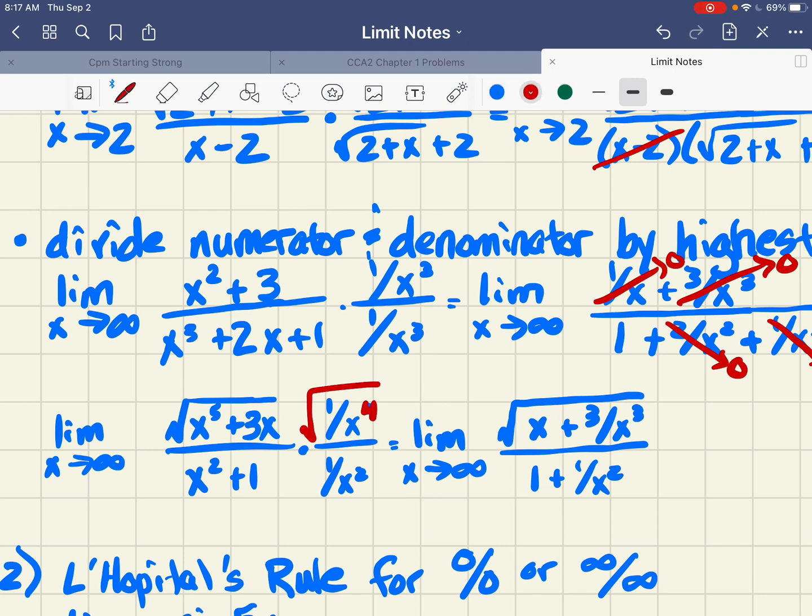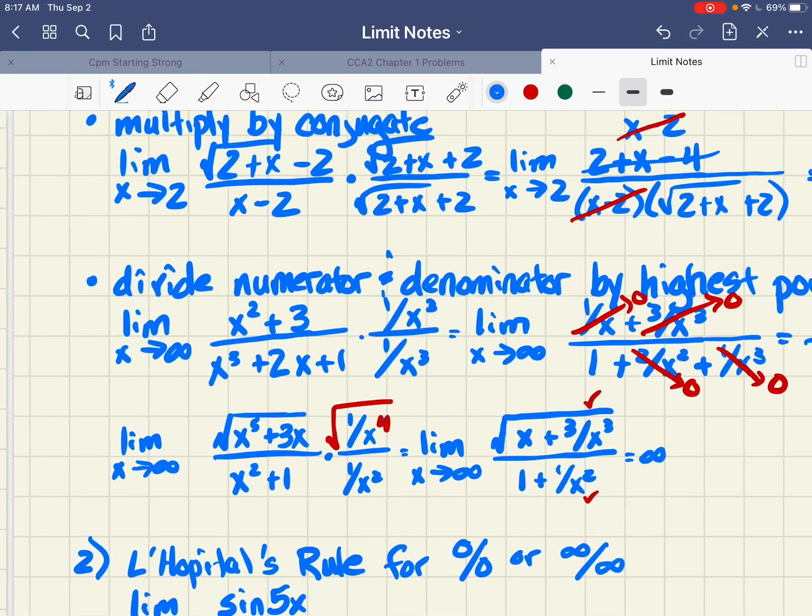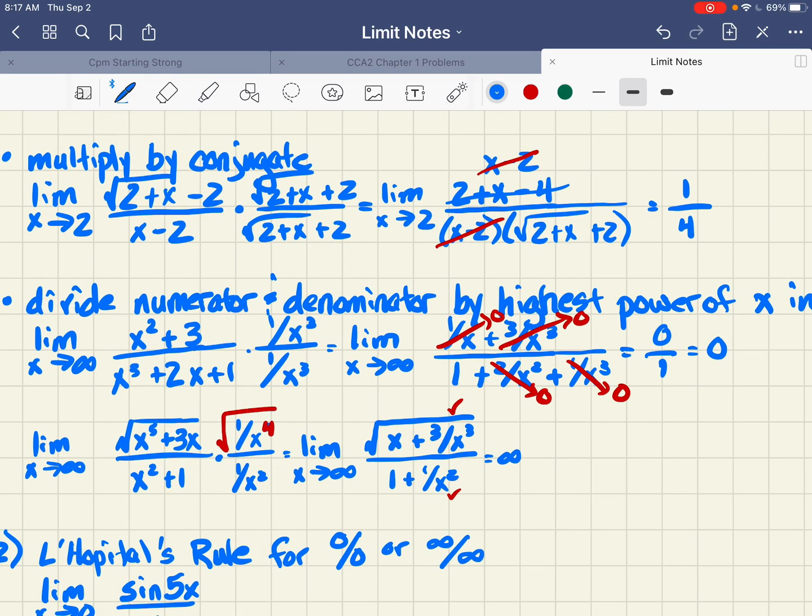And so then again, we can notice this is going to go to 0, this is going to go to 0. So I'm going to be left with the numerator going to infinity and the denominator going to 1. So infinity over 1, that's just going to be infinite. So what we discovered here, what we proved essentially with our steps here, is that the numerator is going to infinity faster than the denominator, whereas in the example above, the denominator is going to infinity faster. Okay, but we just did that with an algebraic manipulation.